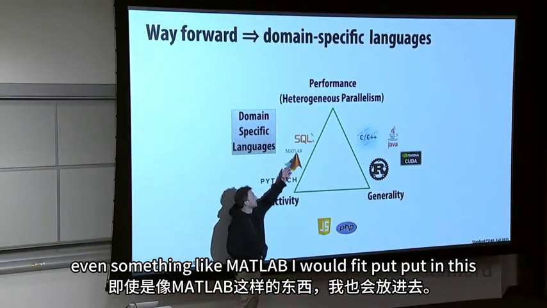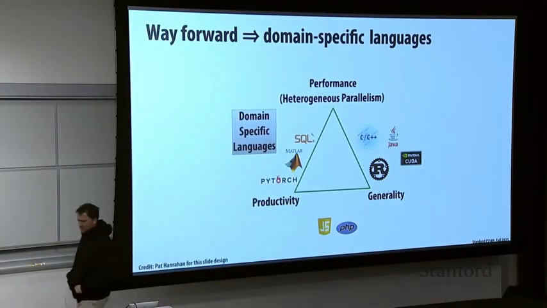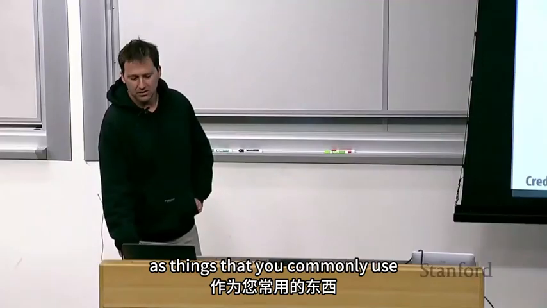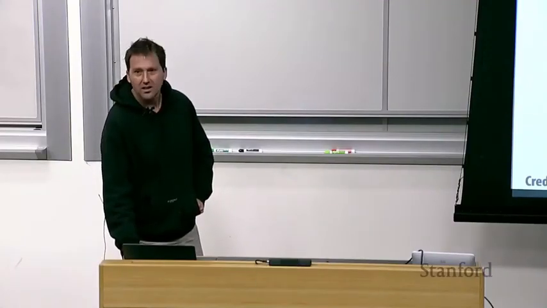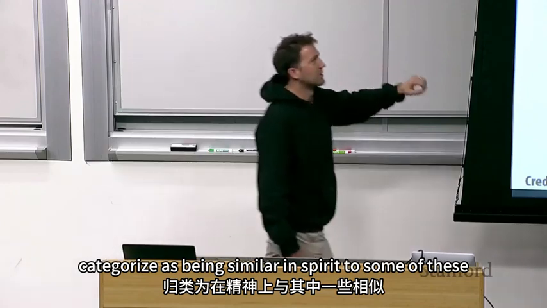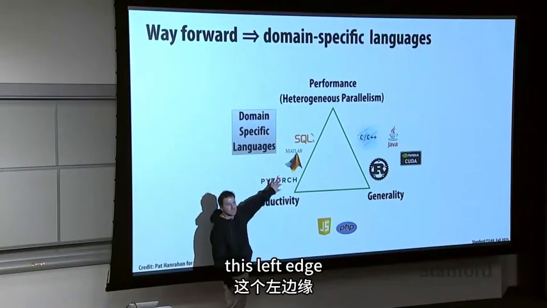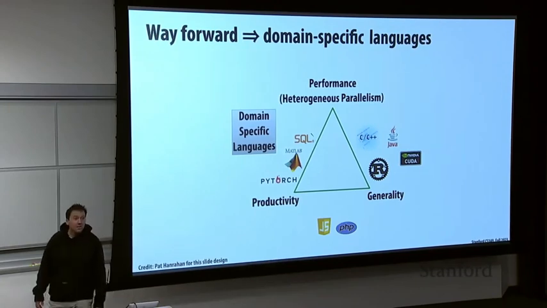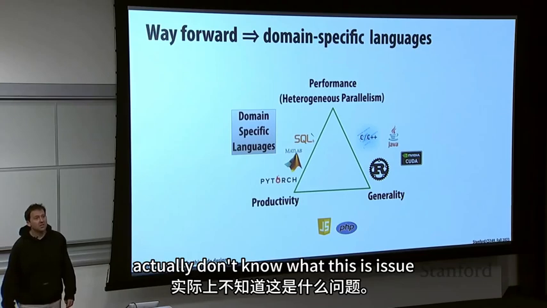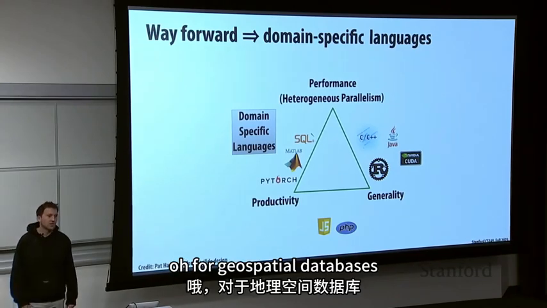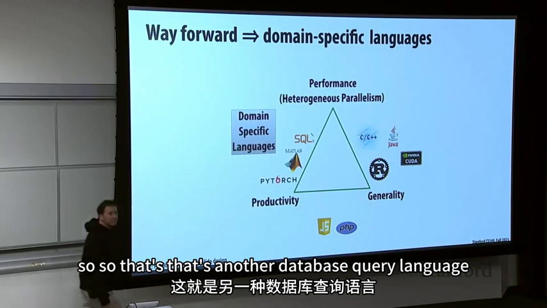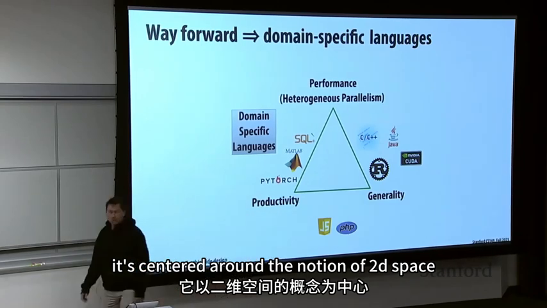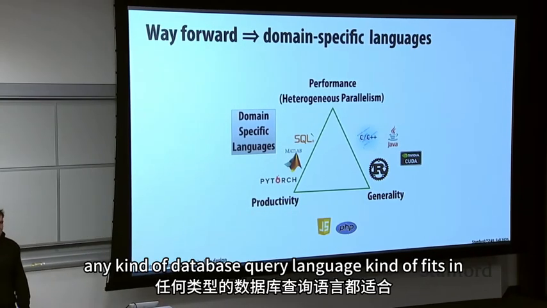Even something like MATLAB, I would put in this example. Anything else come to mind as things that you commonly use that you might categorize as being similar in spirit to some of these things on the left edge? Yeah. G what? GDOG. It's used for... I actually don't know what that is. Geospatial. Oh, for geospatial databases. Okay. So that's another database query language, except it's centered around the notion of 2D space. Yeah, so any kind of database query language fits in this category.